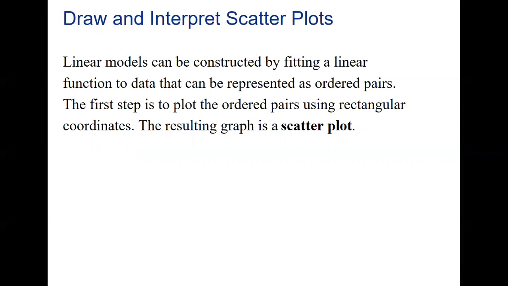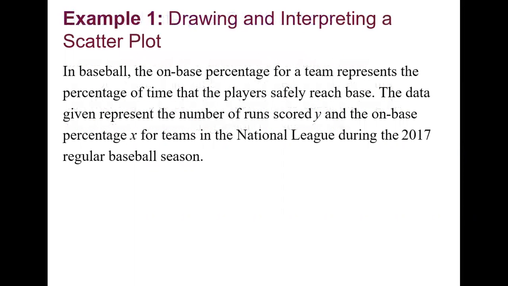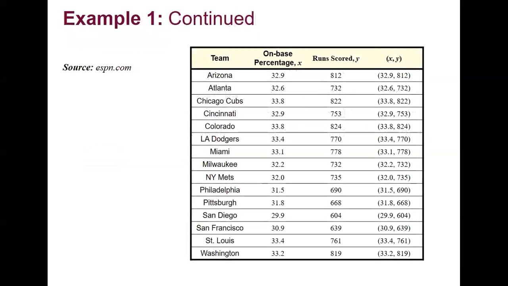So when you have a linear model, that means that there's some type of correlation when you plot all the points, right? So in our example, in baseball, the on-base percentage for a team represents the percentage of time that the player safely reached the base. The data given represents the number of runs scored Y and the on-base percentage X for the National League during the 2017 regular baseball season. So bam, we have all these numbers, right?